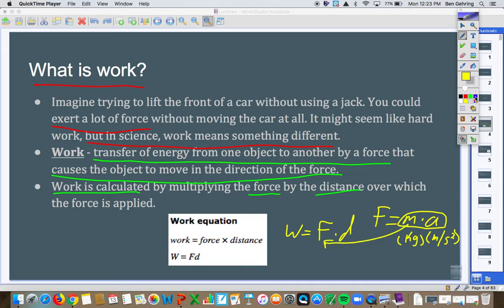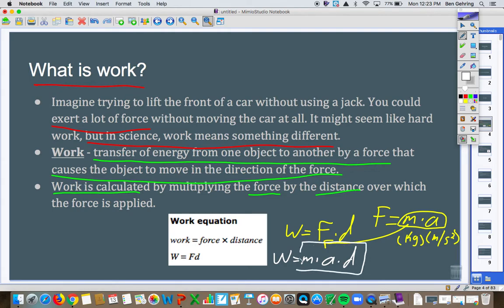I can get a whole new equation that is work equals... that blue's not a good color. That was a dumb idea. So let's go white. Work equals mass times acceleration times distance. An easy way for me to remember this is, for a lot of people, work makes them mad. So if work makes you mad, work equals mass times acceleration times distance.